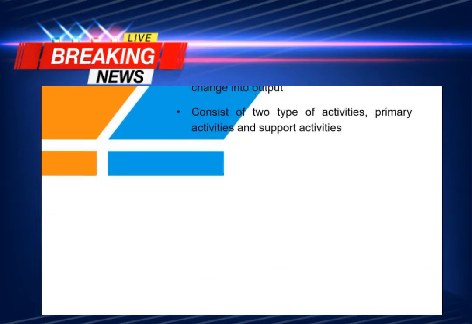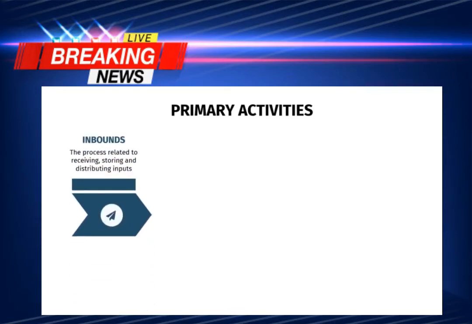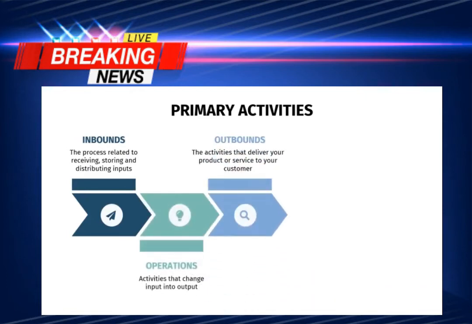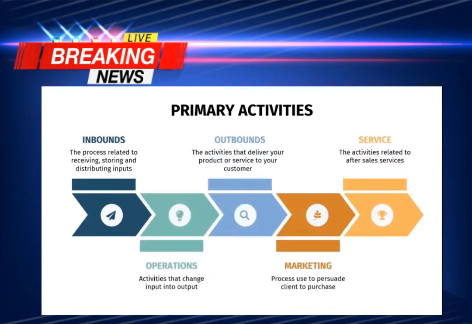Primary activities are related to the physical creation, sale, maintenance, and support of the product or service. They consist of inbound logistics, operations, outbound logistics, marketing and sales, and service. Inbound logistics are the processes related to receiving, storing, and distributing inputs. Operations are the activities that change inputs into outputs. Here, the operational system creates value.